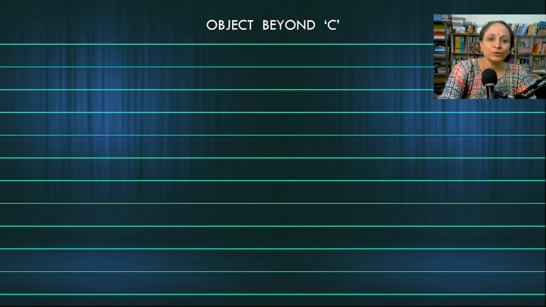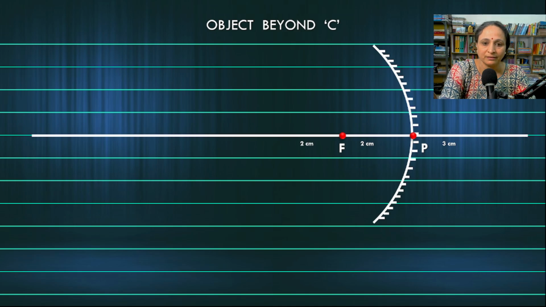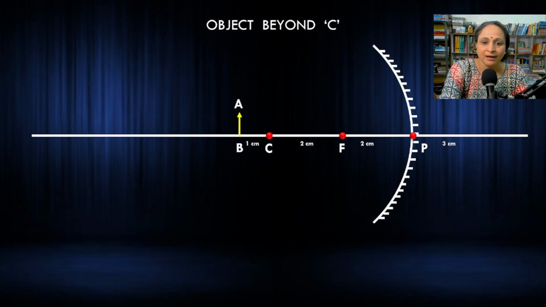Now, I'm going to draw the diagram for each of the cases. The first one: I'm going to keep the object beyond C. Now, there is a pole. There is a concave mirror with a focus of 2 centimeters. The center of curvature is shown, so the radius of curvature is 4 centimeters. There is an object kept beyond C. The object is AB.